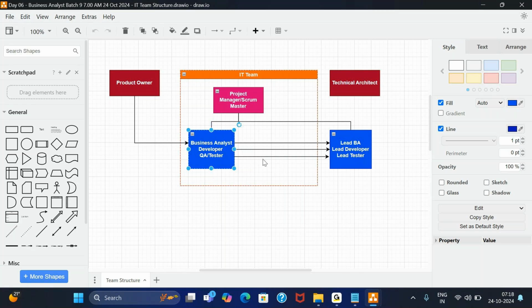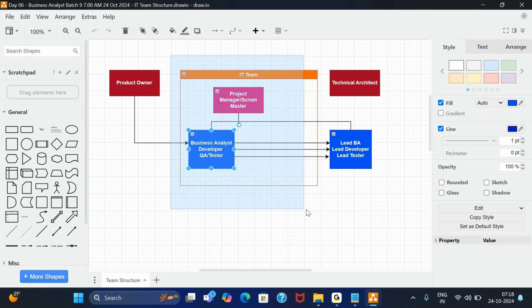So for all those, the people will reach out to their respective leads. Though leads are not directly part of the development team or engineering team or Scrum team, they are still available to these people to provide them the required support. Okay, so this is just one team.